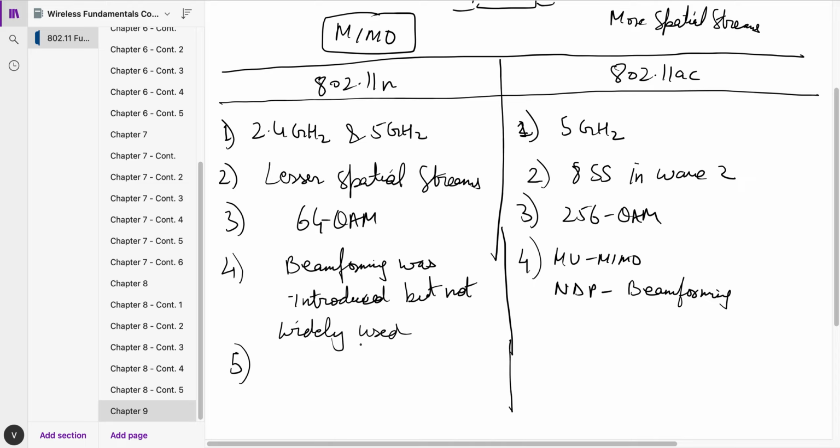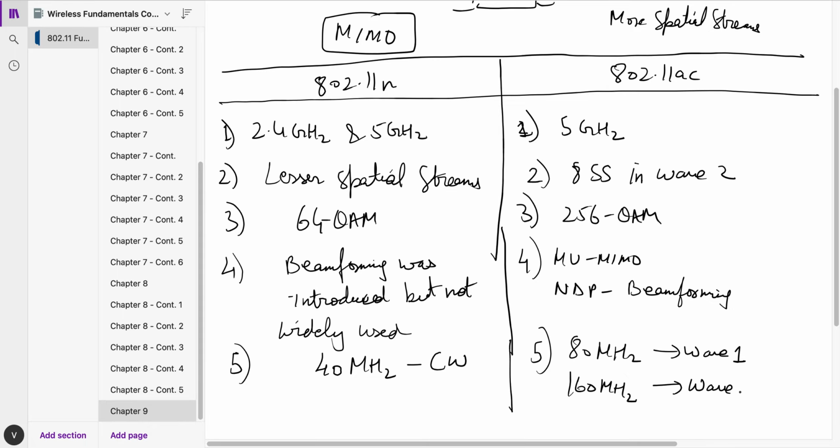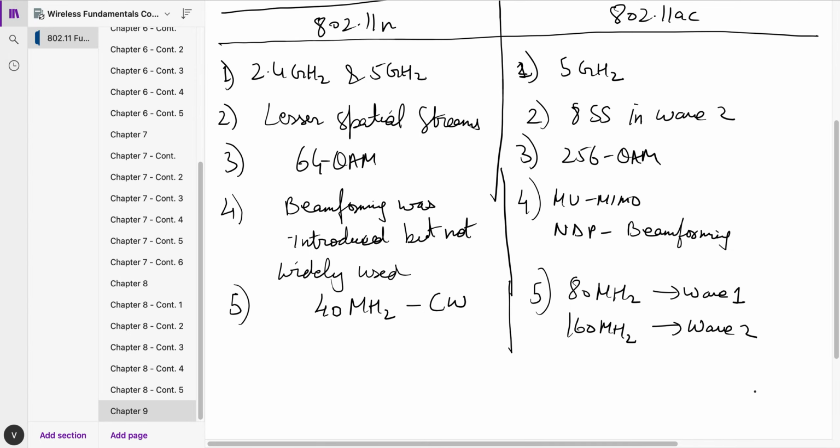the fifth difference, I would say, is that in .11n we had up to 40 megahertz of channel width, whereas in .11 AC we can go all the way up to 80 megahertz, which means combining 4 channels together, and this is in wave 1. In wave 2, we can go all the way up to 160 megahertz. Guys, the standard supports 160 megahertz, but it doesn't mean we need to go and configure 160 megahertz. It is supposed to be configured only in extreme special scenarios. You cannot just configure 160 in a normal scenario, because you're combining 8 channels together.